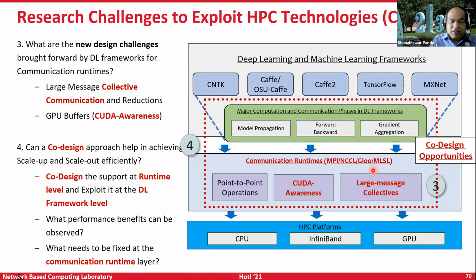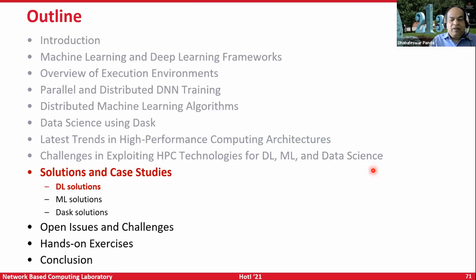If you are a student or if you are looking at what people are working on, you can classify all the research in high performance deep learning, high performance machine learning, or high performance data science into these four directions. Any questions here on the hardware, software, middleware, and the challenges?